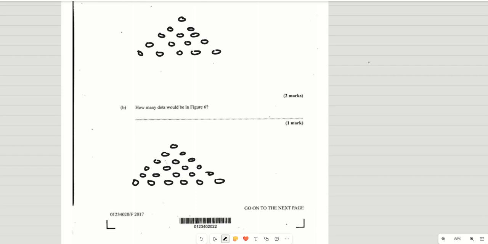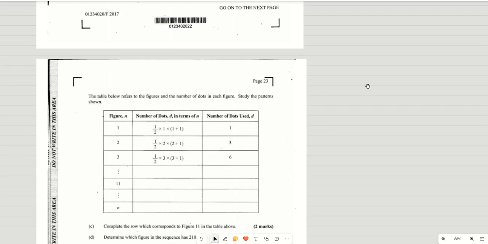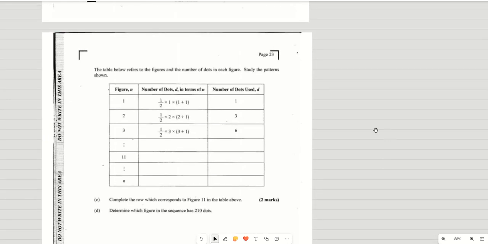So how many dots would have been in figure 6? 21. Or you could have just found the formula, and let n be equal to 6, because that's basically what they're asking you for, figure 6. But you could just draw the image if you want.